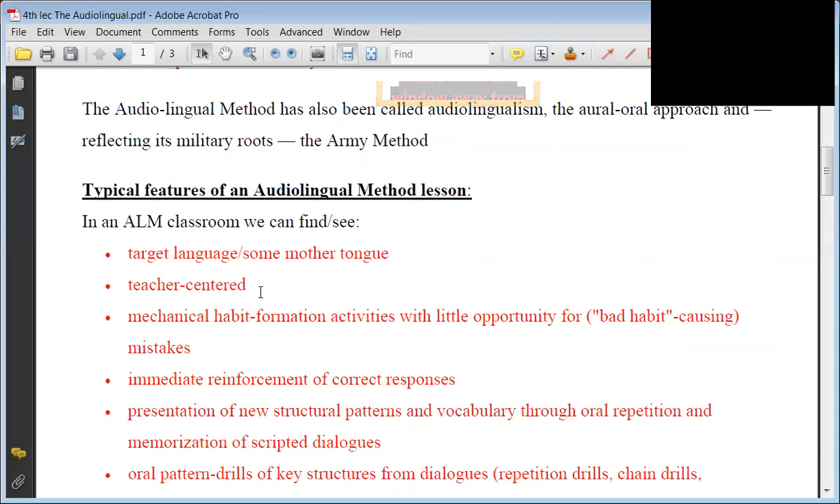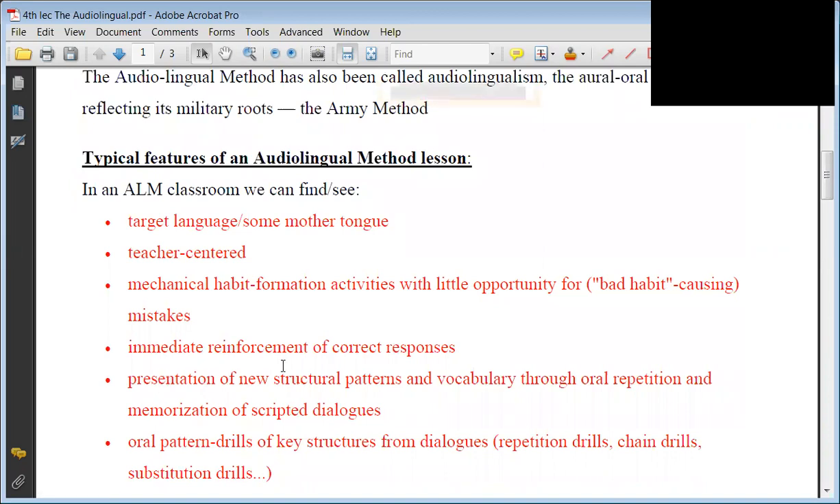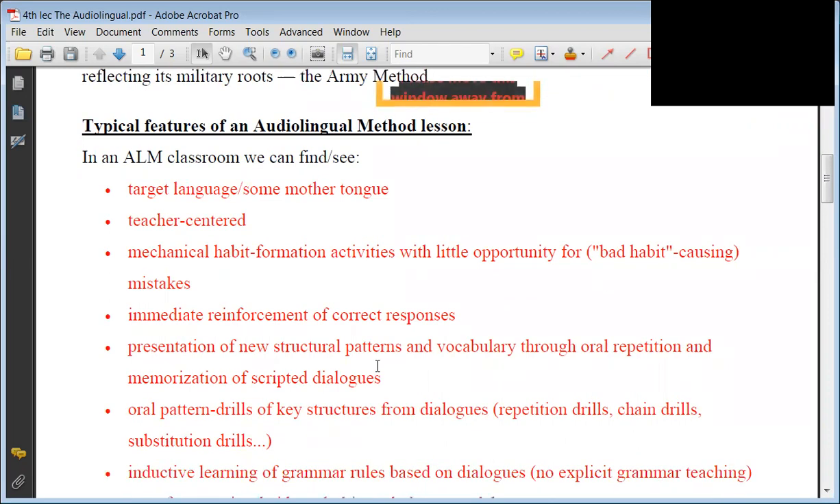Teacher-centered. Also, this method is teacher-centered because the teacher is the model after which the learners repeat what he is saying, okay? Mechanical habit formation activities with little opportunity for bad habits. As I've just explained, they repeat again and again until they become like machines, okay? Immediate reinforcement of correct responses. So correct responses are praised and reinforced.